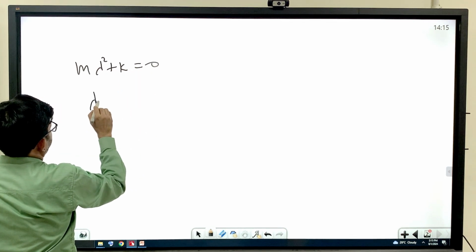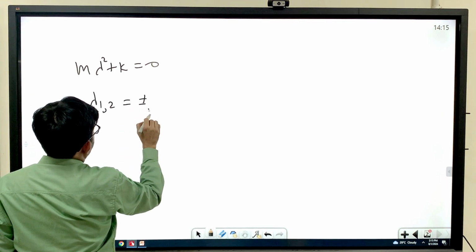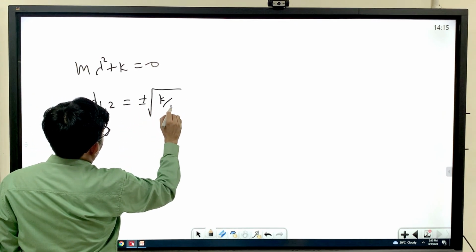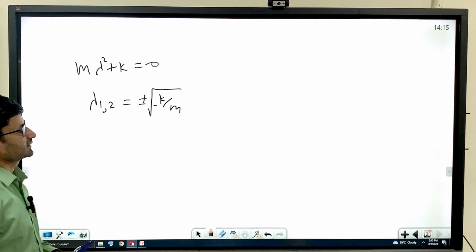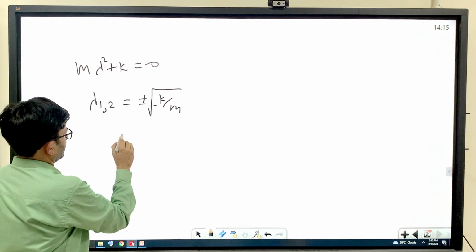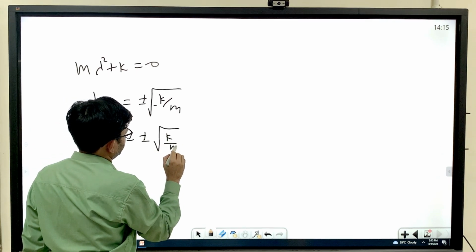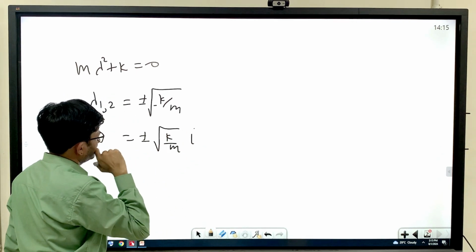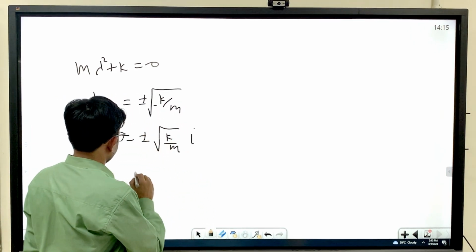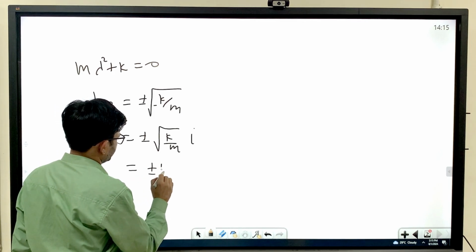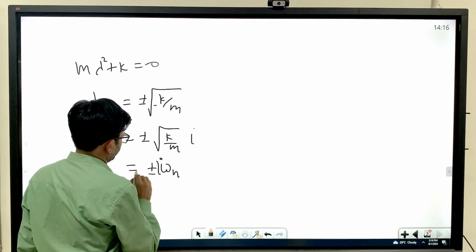So I can write lambda 1 or 2 will be plus minus under root minus k by m. Now what is the square root of minus 1? i, right? A complex number. And what is under root k by m? Natural frequency, right? So you can write plus minus i omega n.